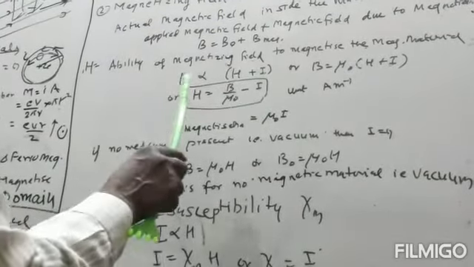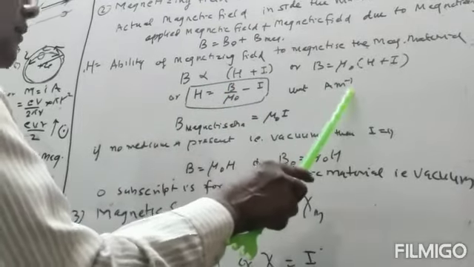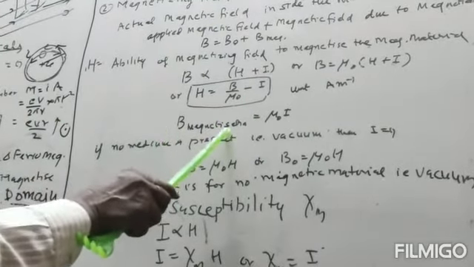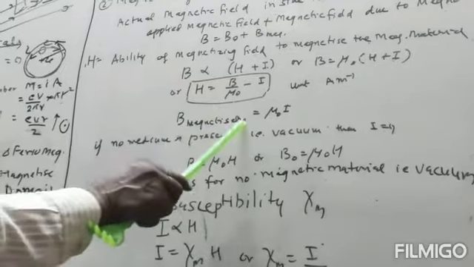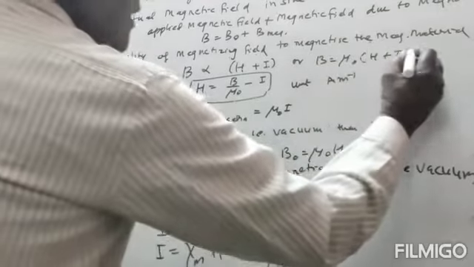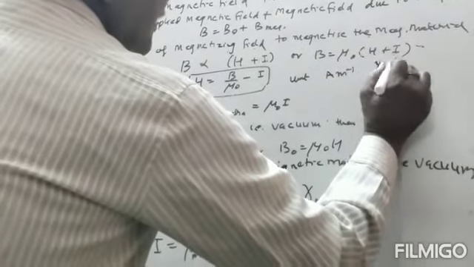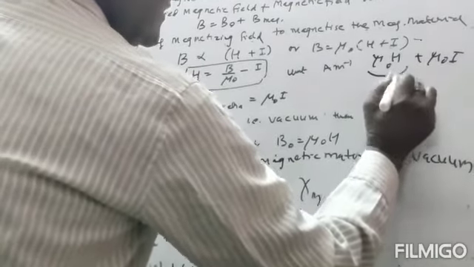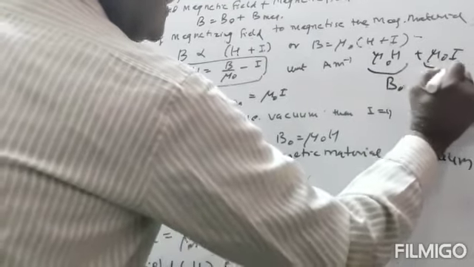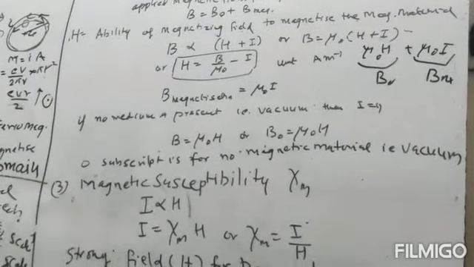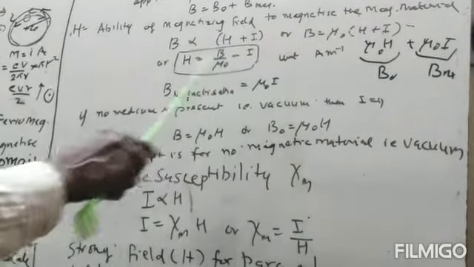So this is the magnetizing field, and its unit is also ampere per meter. This is a vector quantity. So B magnetization will be equal to mu 0 into I. Here there are two factors. B is equal to mu 0 H plus mu 0 I. This is the external B0 and this is due to the magnetization Bm. So B magnetization will be equal to mu 0 into I.